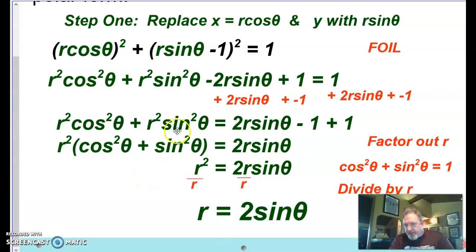So again, just to backtrack here a little bit, I took r squared out here, factored that out here. You can factor the r out here. You don't really need to, but really we're going to factor out r squared. Cosine squared plus sine squared is 1. Then I can divide both sides by r to get here.